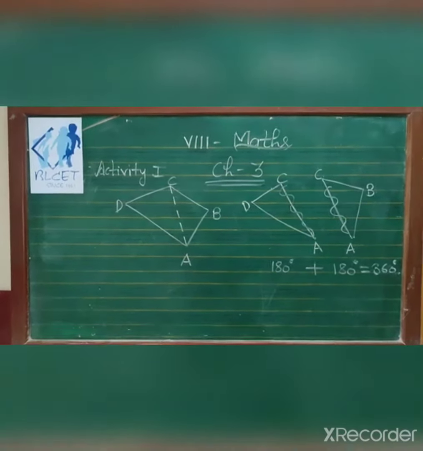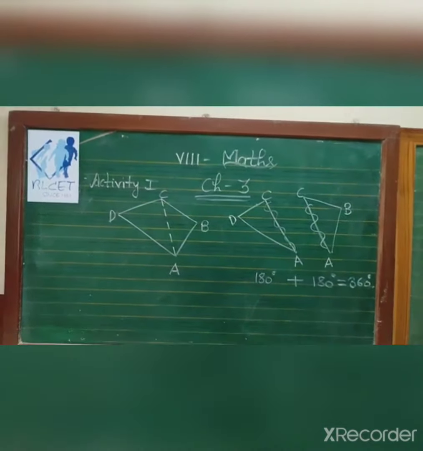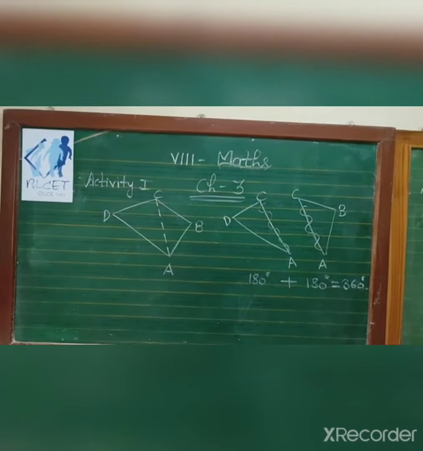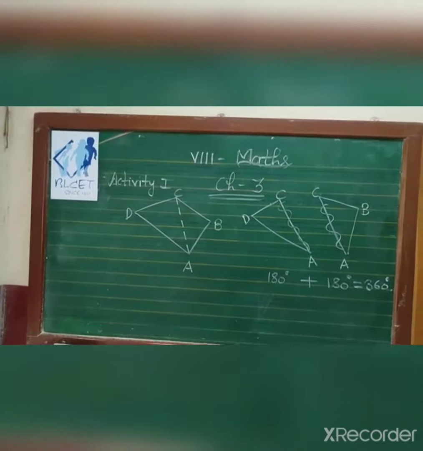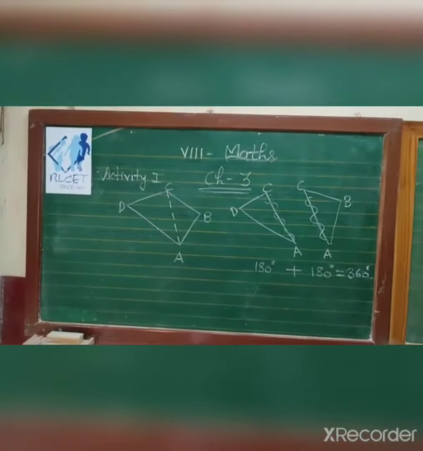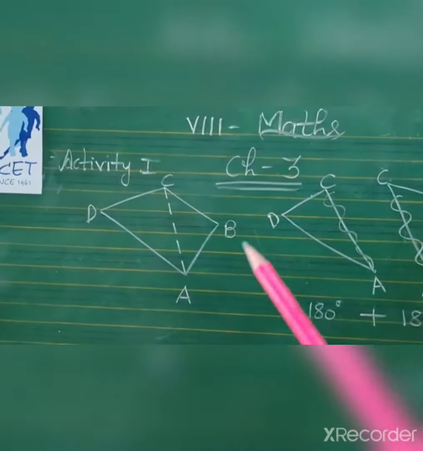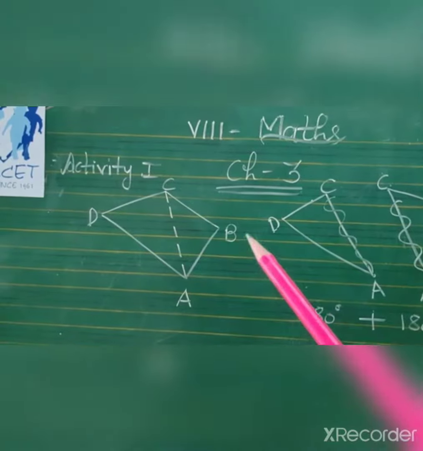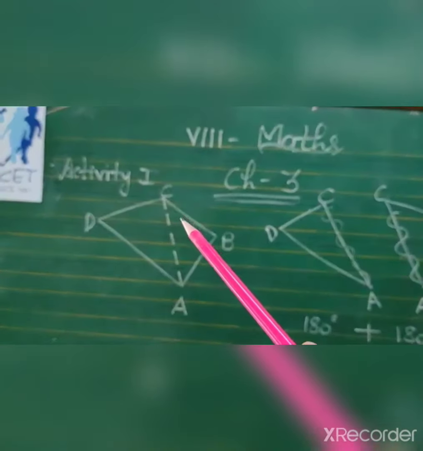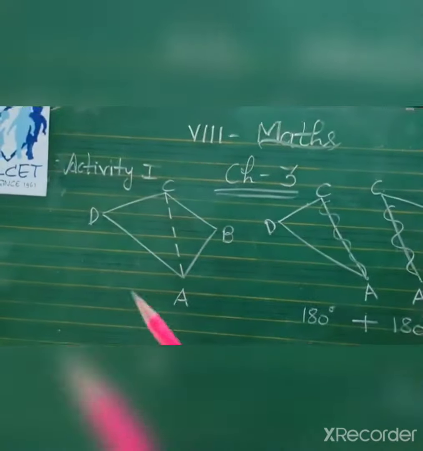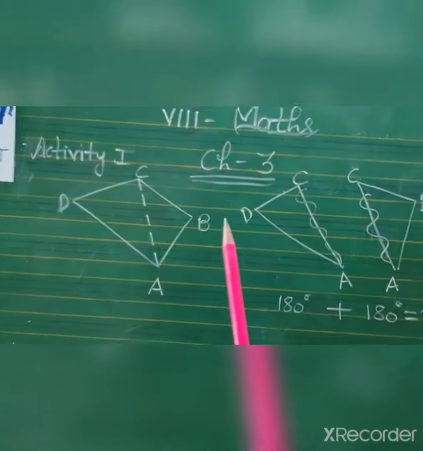Now for the activity, first I am explaining. You can see on the green board one quadrilateral. The name of the quadrilateral is ABCD. Now cut. You know how to draw a diagonal, joining non-consequent points. So A to C is the diagonal. Now cut the triangles. You will get it in this shape.